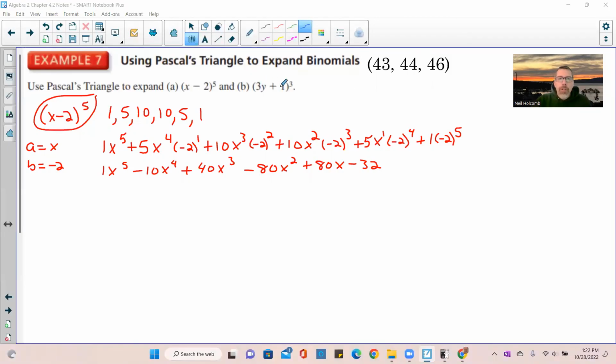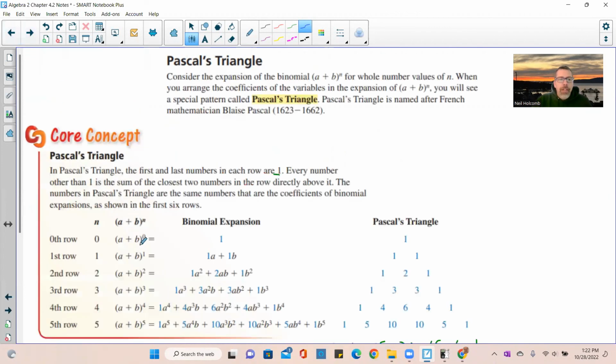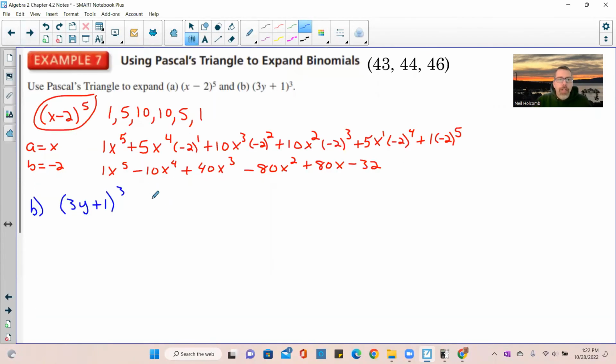Okay, so now part B, we're going to do 3y plus 1 cubed. So B is going to be 3y plus 1 to the 3rd power. So if I go back to Pascal's triangle and get to the third row, it is 1, 3, 3, 1. Okay, so I'm just going to write that here. 1, comma, 3, comma, 3, comma, 1.